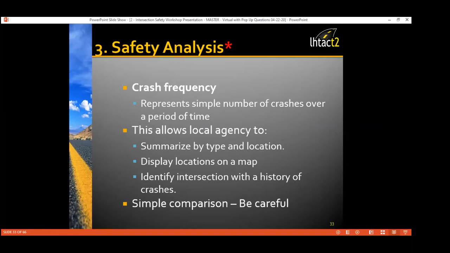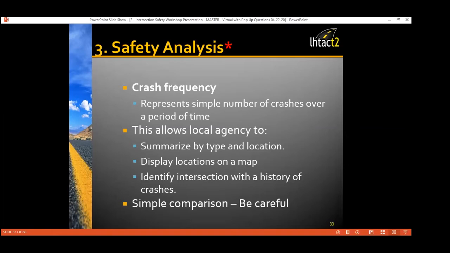Once the information is collected and displayed, you can then go about comparing the intersections using an analysis, step back, look at the map, start to prioritize in your mind, you know, where would we want to spend our money to get the best return on investment. However, when we look at simple comparisons such as crash frequency, we have to be a bit careful because they can be just a little bit skewed. And I'll show you here in a second what I'm talking about.